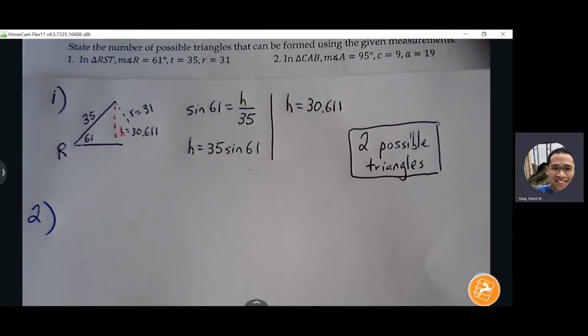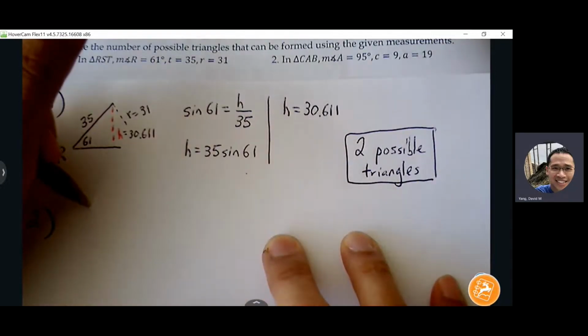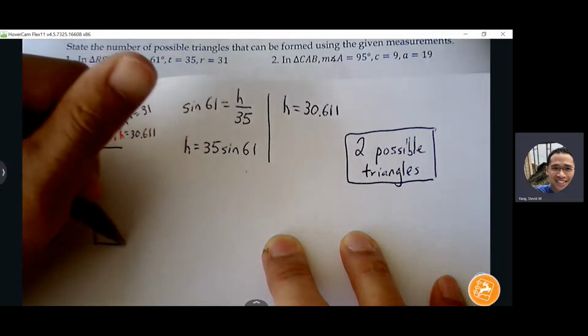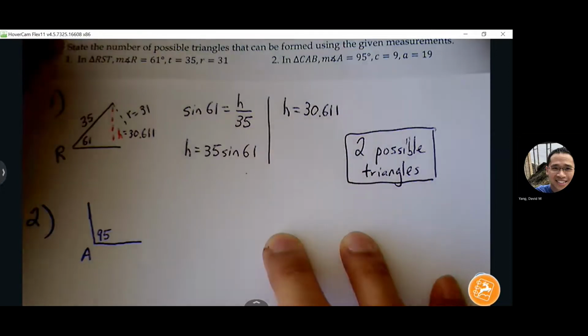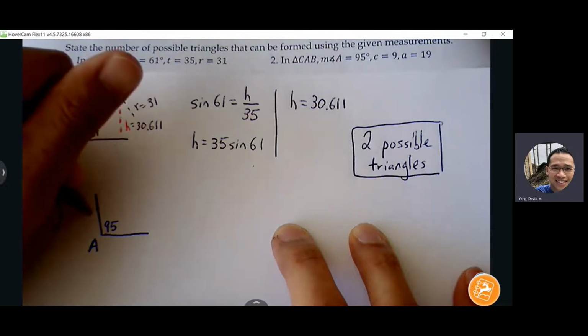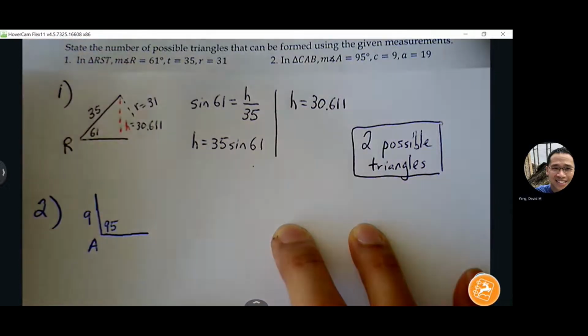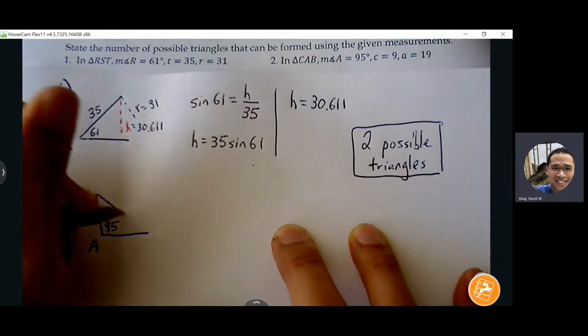Triangle CAB, angle A, side C, and side A. So angle A is 95. I'll make that slightly obtuse. B is 9. And A is 19. So that 19 is just going to be over here.